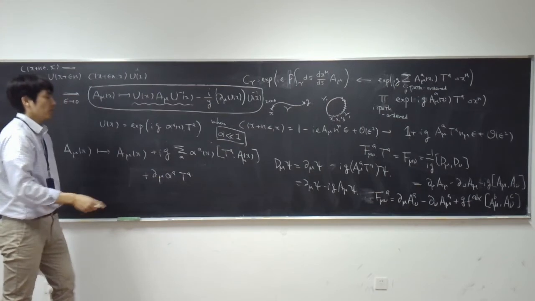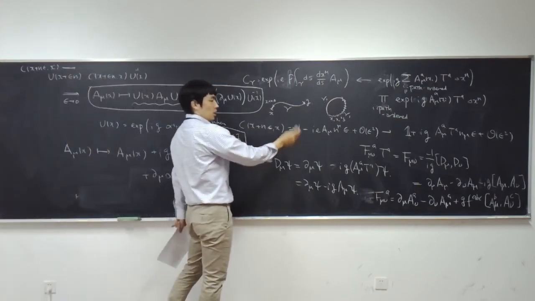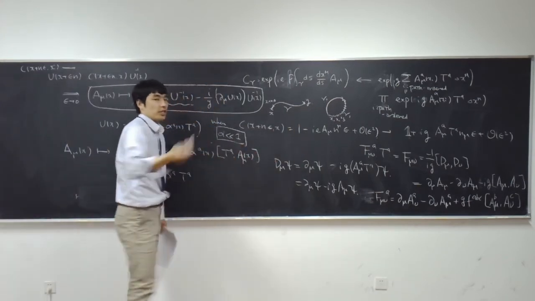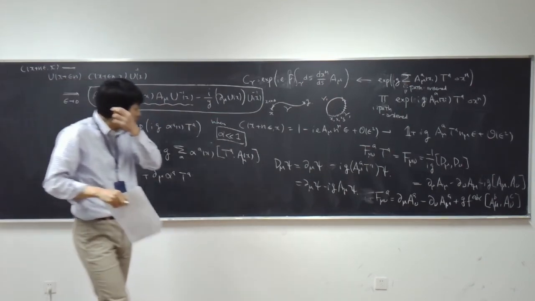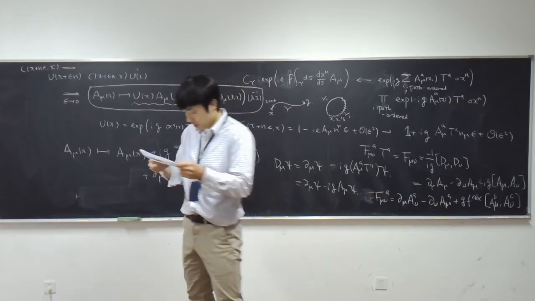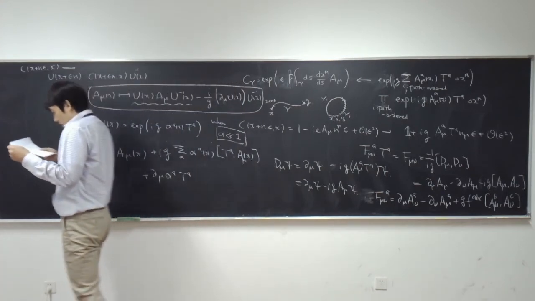So the subleading corrections of alpha squared and so on inside this exponential are indeed ignored.